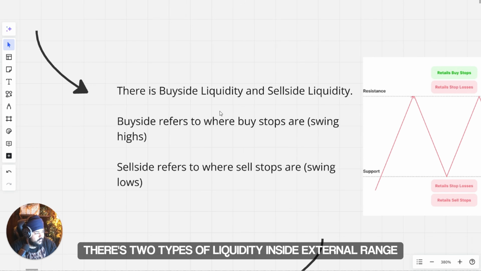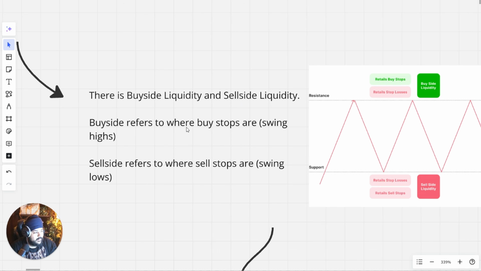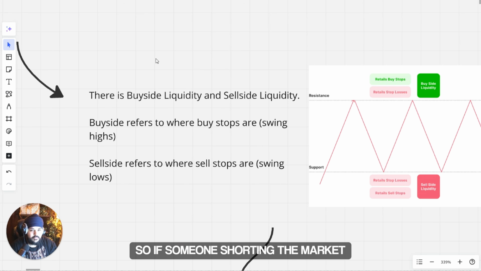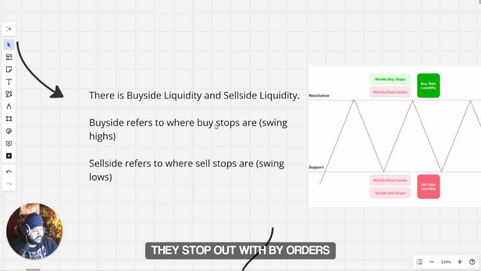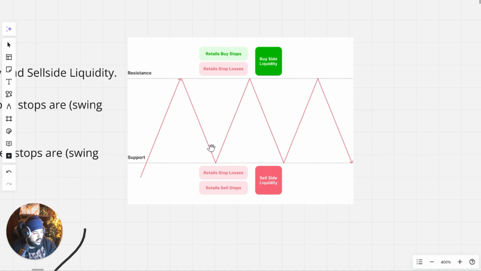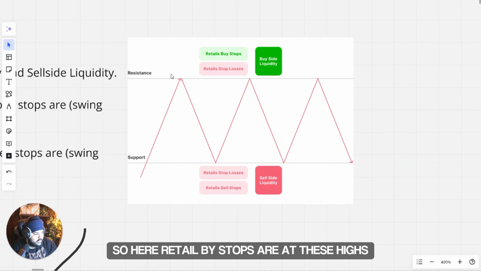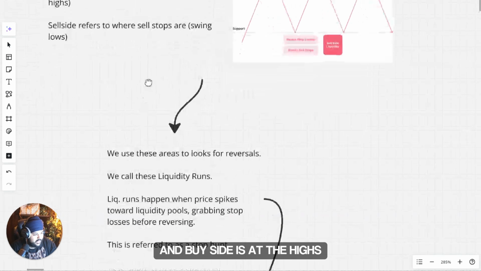And there are 2 types of liquidity inside external range, and that's buy side liquidity and sell side liquidity. Buy side is where buy stops are. If someone's shorting the market and they have to buy or cover, those are called buy stops. That's how shorts stop out. People who are shorting the market stop out with buy orders, and these are at swing highs. And sell side is sell stops that are at swing lows. Here we have a little diagram showing where it is. Here, retail buy stops are at these highs and retail sell side is at the lows. So sell side is at the lows and buy side is at the highs.